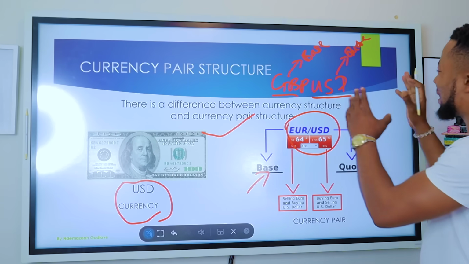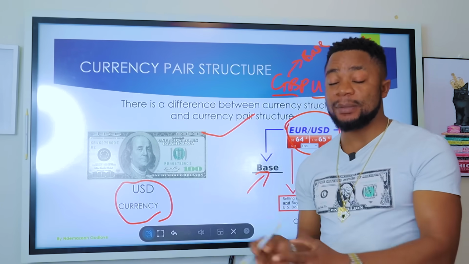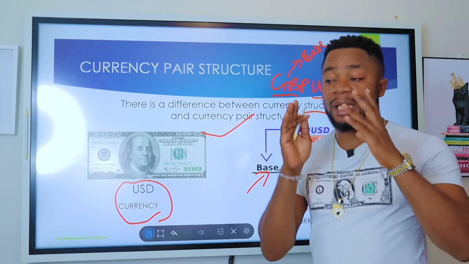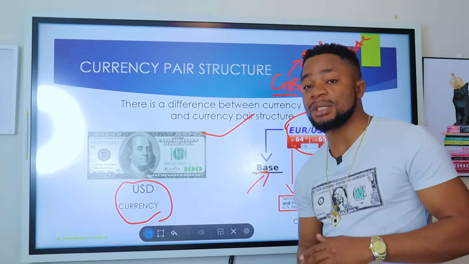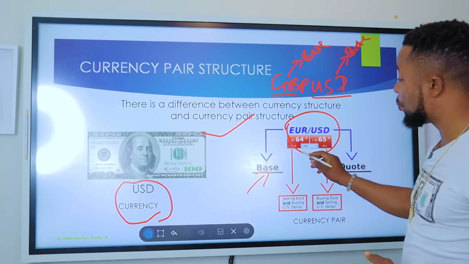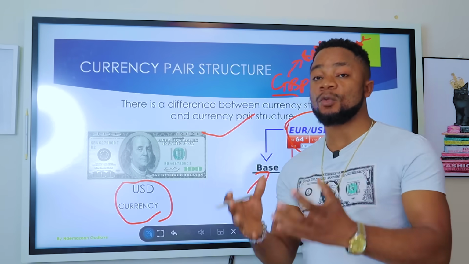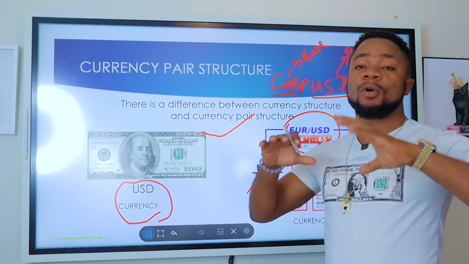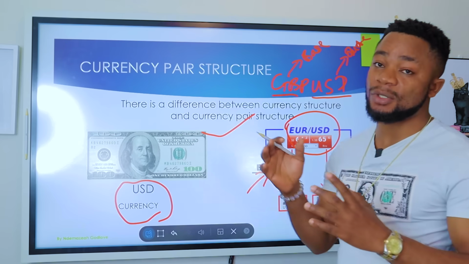All right, so that's a currency pair structure. The first currency in any particular currency pair stands for the base currency, and the second currency stands for the quoted or the secondary currency. And the difference between the bid and the ask price of any particular currency pair is what we call the spread of that currency pair. We're going to be talking more about spread and lot and stuff in our subsequent video.